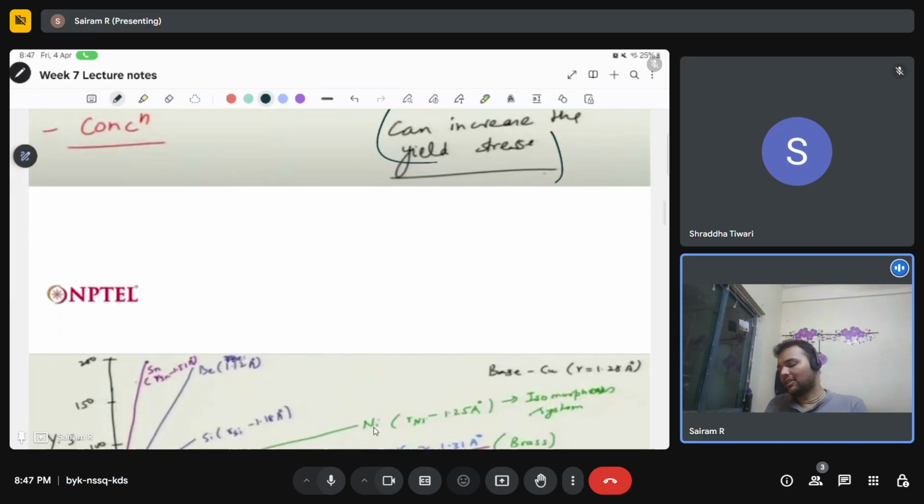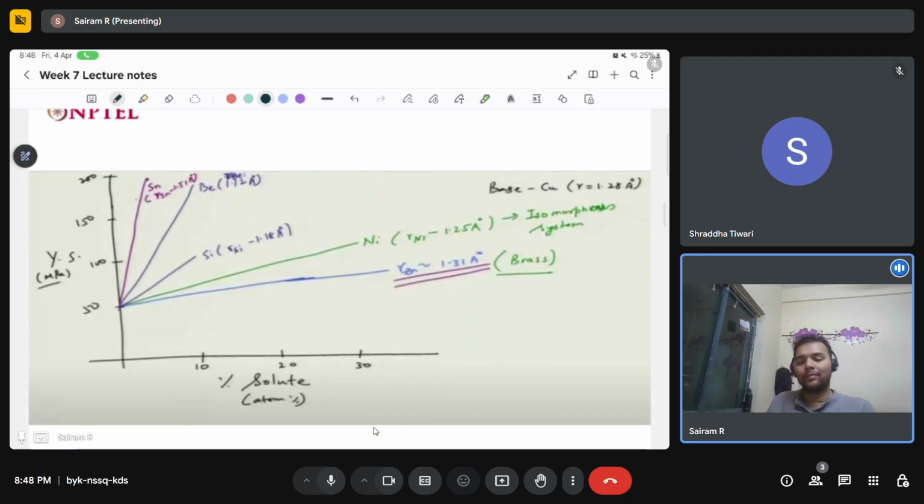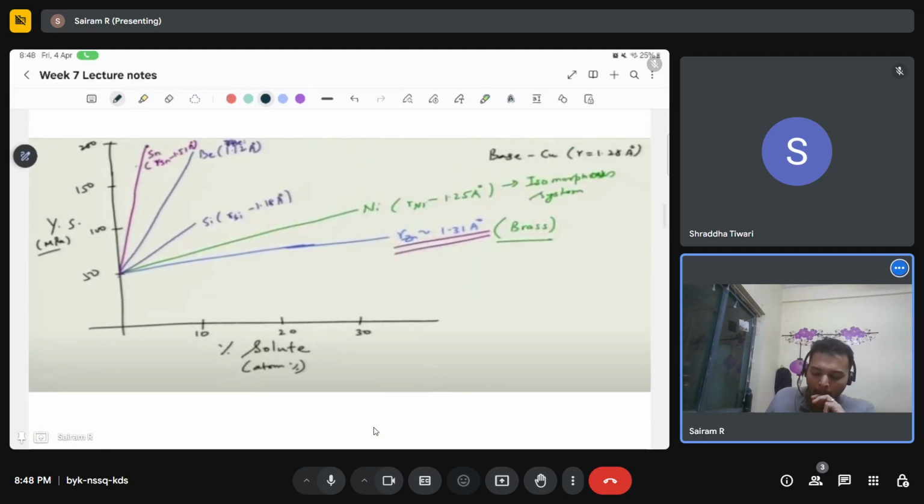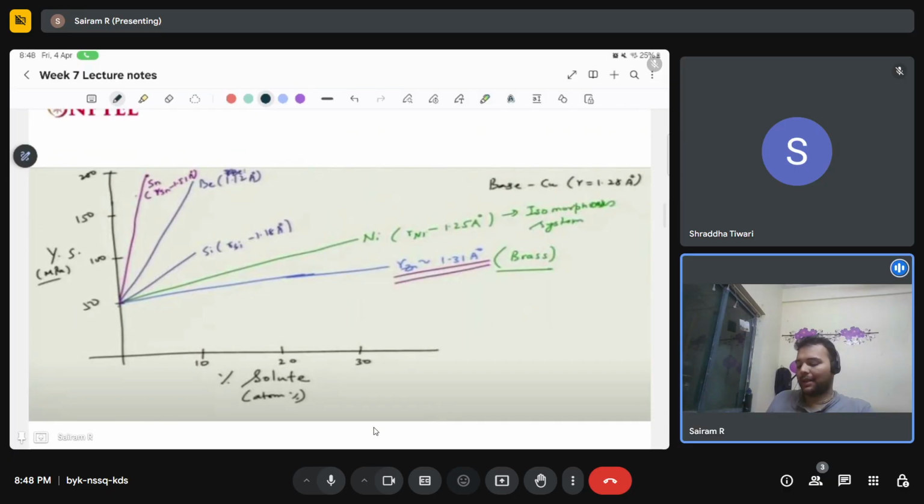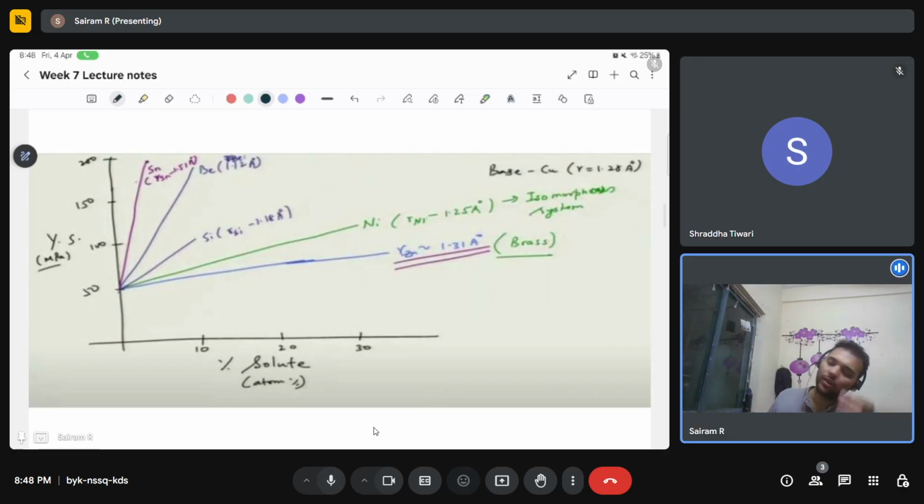Okay, as mentioned here, all these things depend on the concentration. In some cases, even with a very small solute concentration, I will be able to achieve much higher stresses. But in the case of other systems, I have to add a lot more concentration to be able to achieve any significant change in mechanical properties. So the very common example is zinc in copper, brass, because the size of copper and zinc over here is very, very similar.